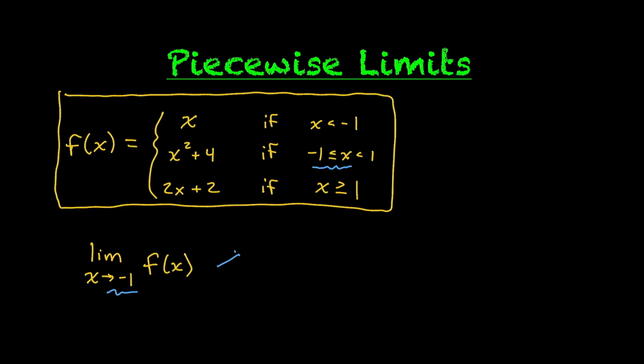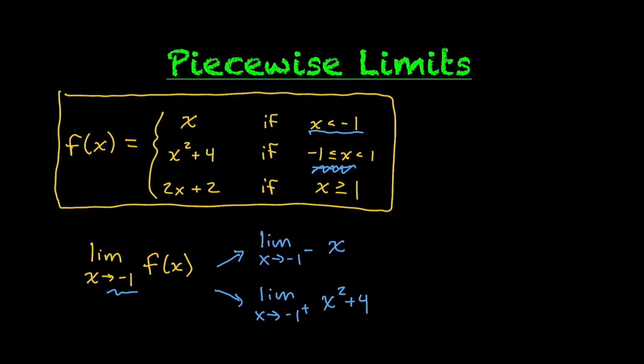And if you're less than negative 1, so if you're approaching negative 1 from the left, well, now you're less than negative 1, so you'll be using the top function, x. But if you're bigger than negative 1, so you're approaching negative 1 from the right, well, now you're bigger than negative 1, so you'll be using the middle function, x squared plus 4.